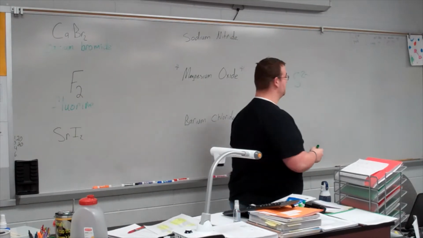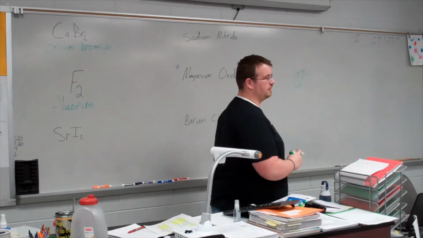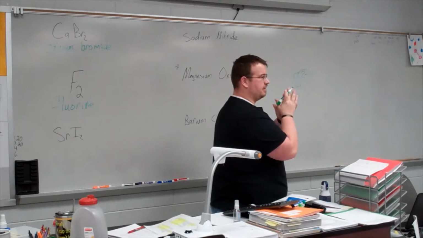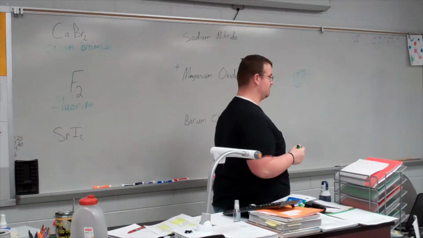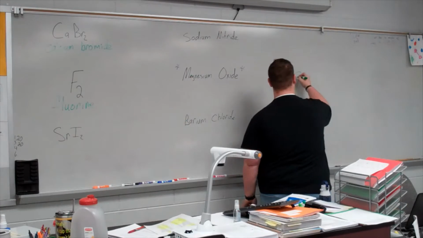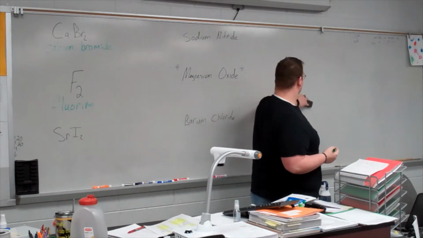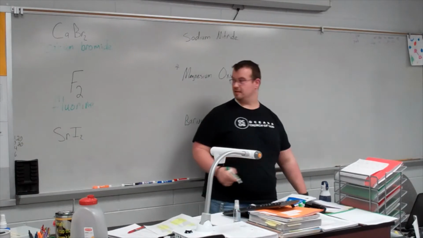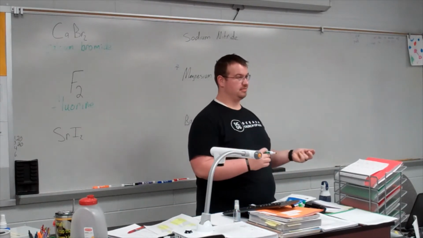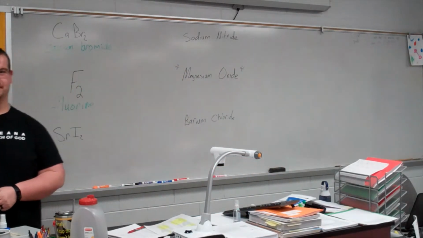Sulfide. Has a charge. Go back to your monatomic rules, naming anions. What's that? Sulfur. This is fluorine. Why? Because it's one of these 7 diatomics. Any questions there?